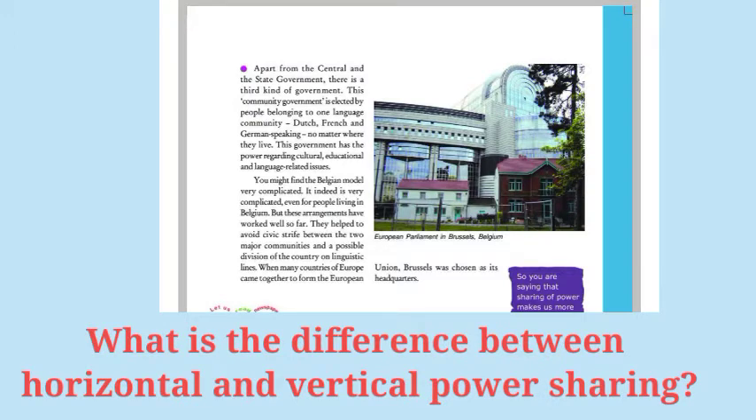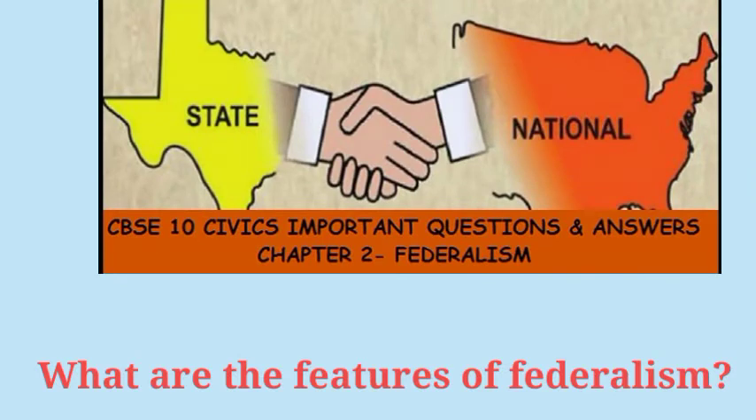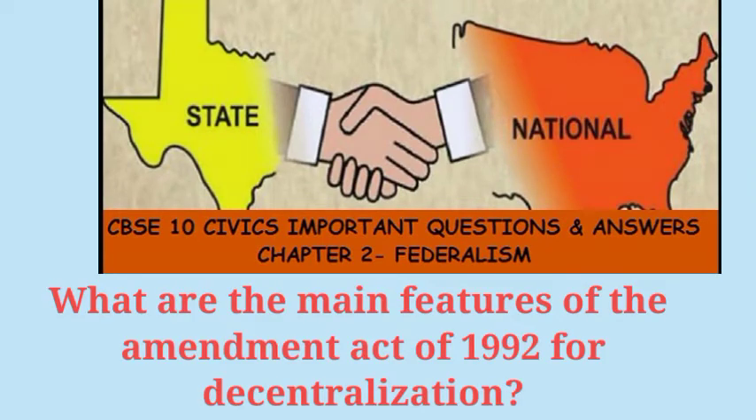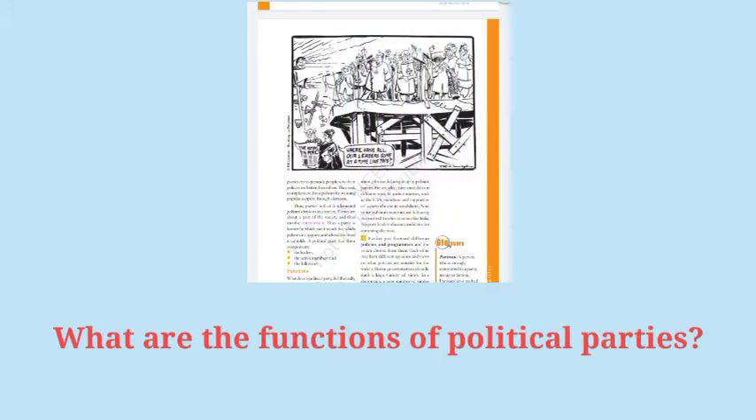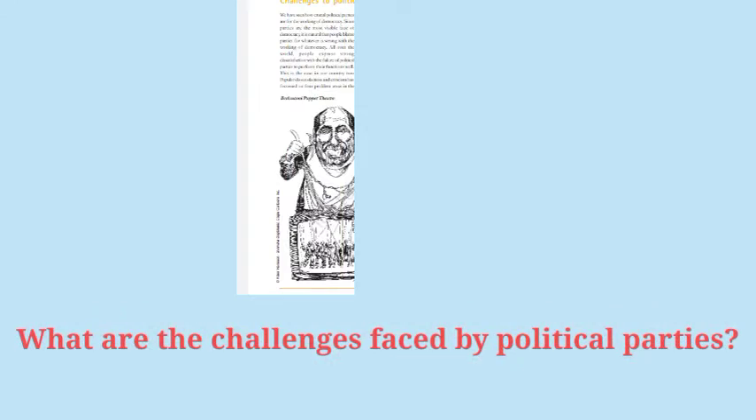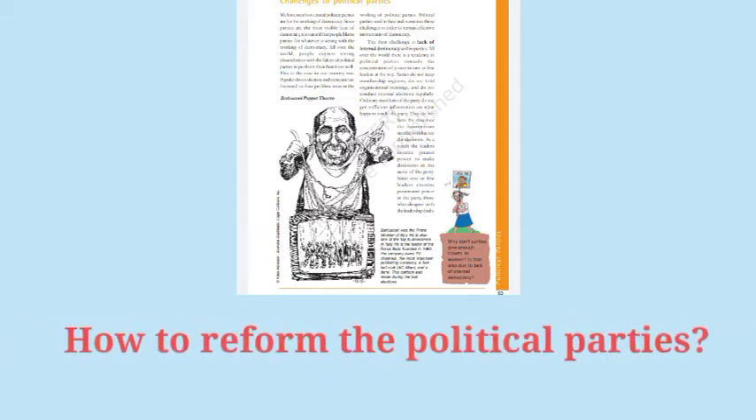From the Federalism chapter, prepare the features of federalism and the Amendment Act of 1992 for decentralization. Besides this, you should also prepare the union list, state list and concurrent list which makes India a federal country. Then what are the functions of political party and what are the challenges faced by political parties? This also you should prepare, and how to reform the political parties.